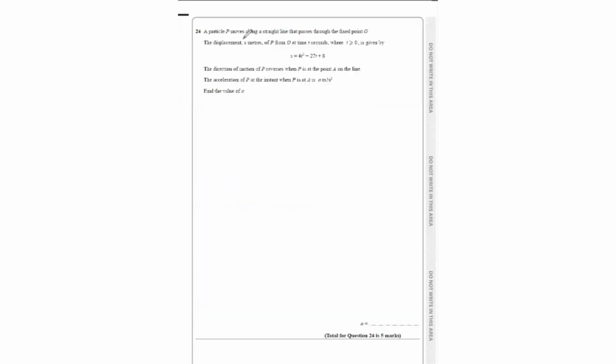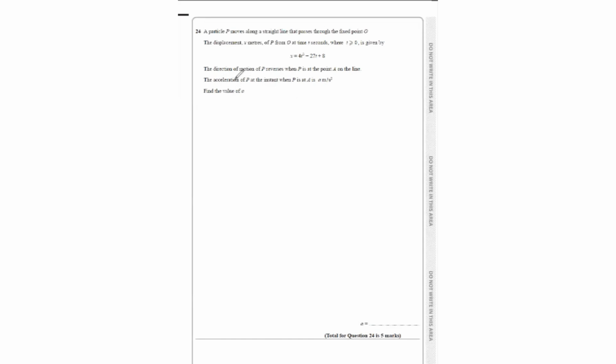Question 24 says a particle P moves along a straight line that passes through the fixed point O. The displacement x meters of P from O at time t seconds, where t is greater than or equal to 0, is given by x equals 4t cubed minus 27t plus 8. The direction of motion of P reverses when P is at the point A on the line. The acceleration of P at the instant when P is at A is a meter per second square. Find the value of a.